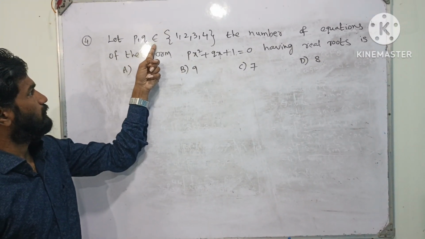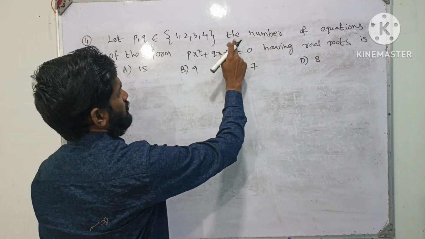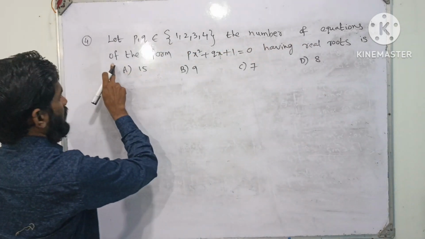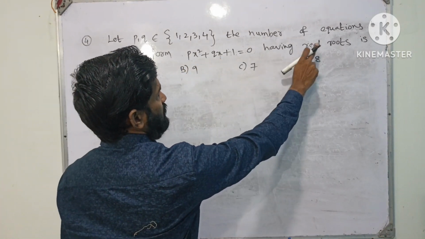Let p, q belong to {1, 2, 3, 4}. Then the number of equations of the form px square plus qx plus 1 equal to 0 having real roots.